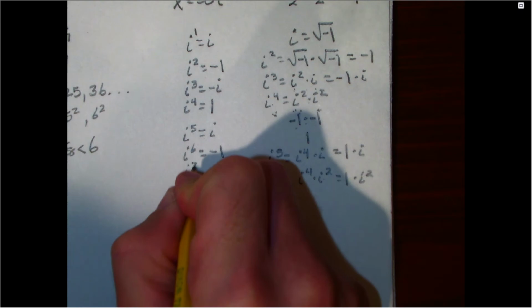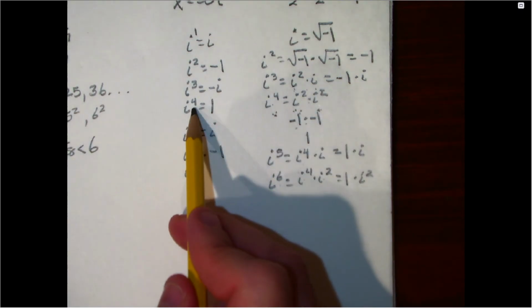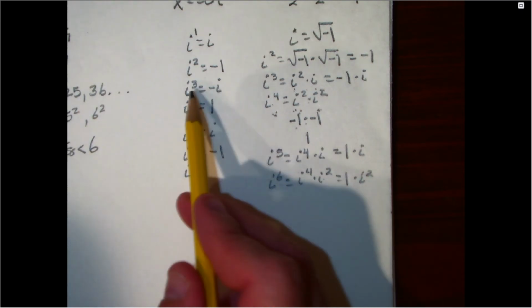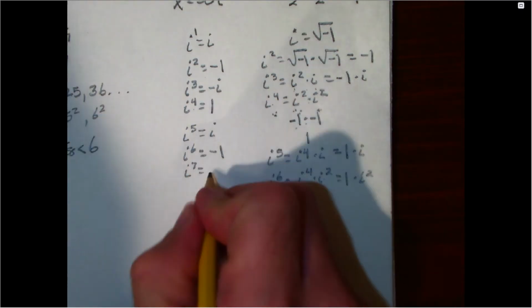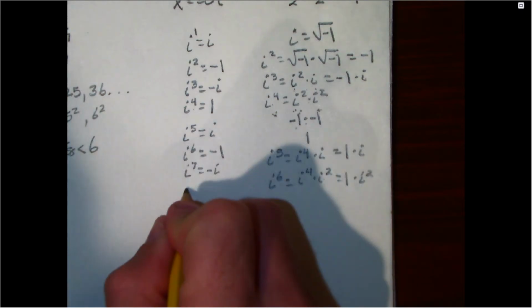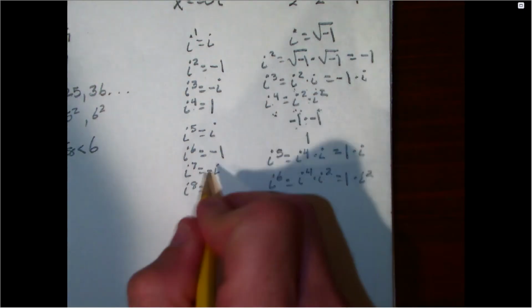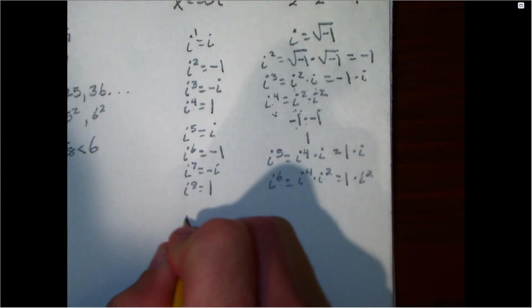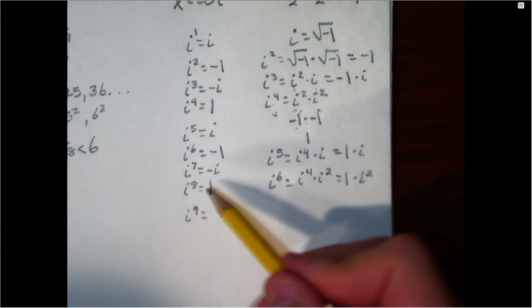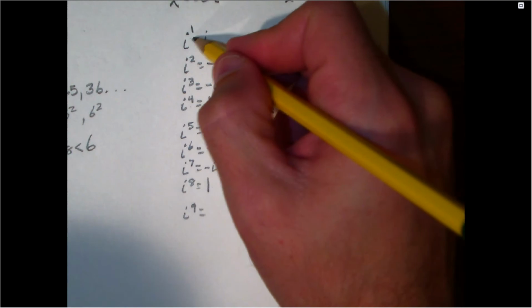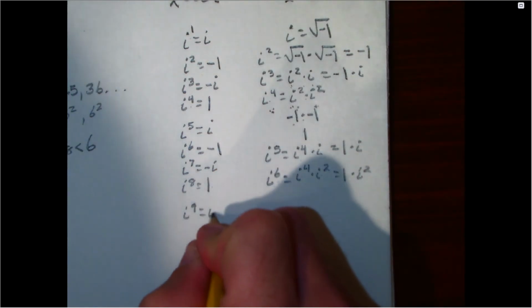i to the seventh power is the same as i to the fourth times i to the third, because 4 plus 3 is 7. i to the fourth is 1. i to the third is negative i. 1 times negative i is negative i. And then you have i to the eighth power. i to the eighth power is going to be i to the fourth times i to the fourth, which is 1 times 1, which is 1. i to the ninth power is i to the eighth times i to the first. So you have i to the eighth, 1 times i to the first, i. So you have i again.